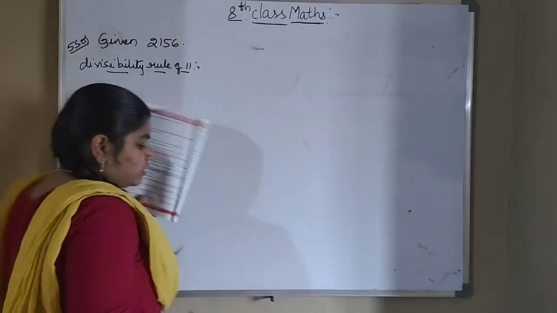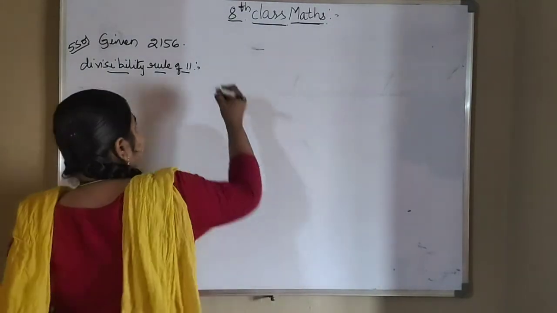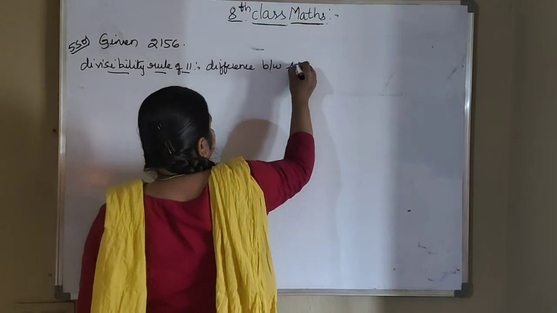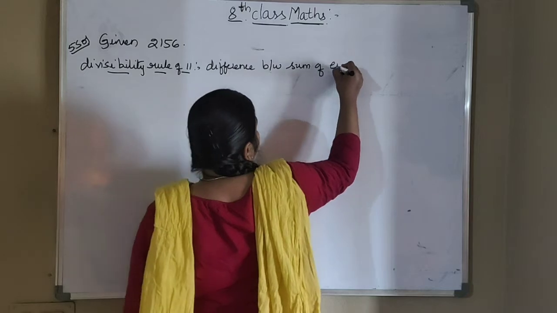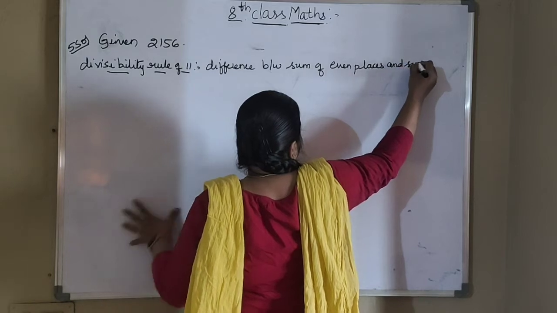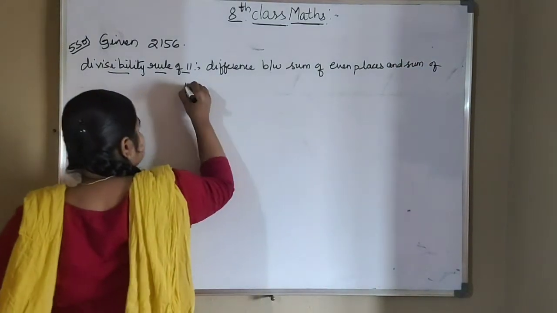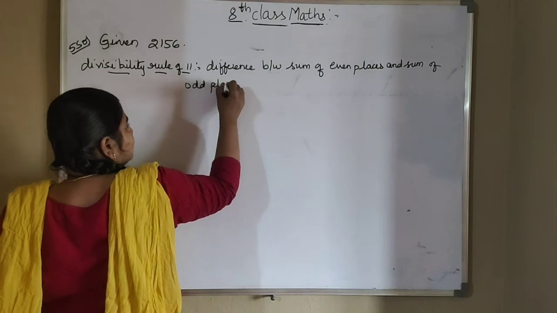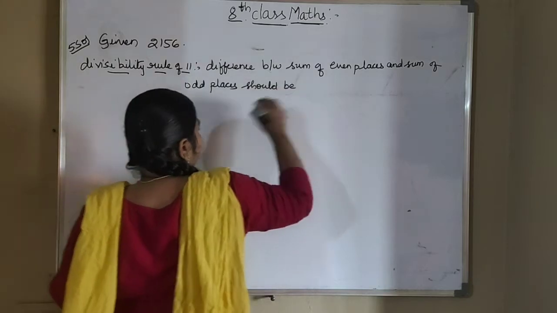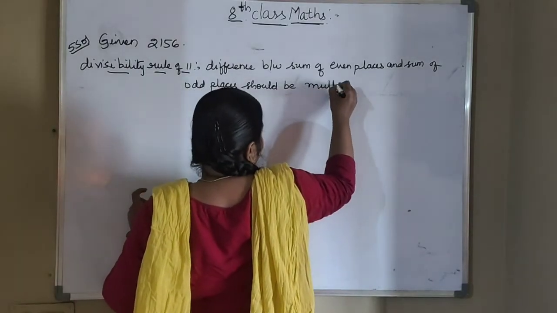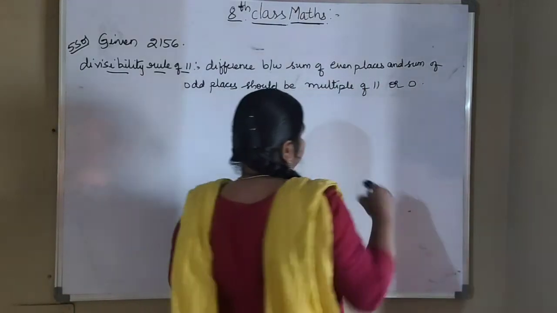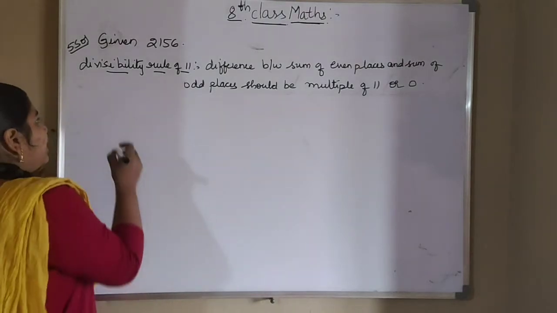Divisibility rule of 11. So what is the divisibility rule of 11? The difference between the sum of even places and the sum of odd places should be a multiple of 11 or it should be 0. So this is the divisibility rule of 11.